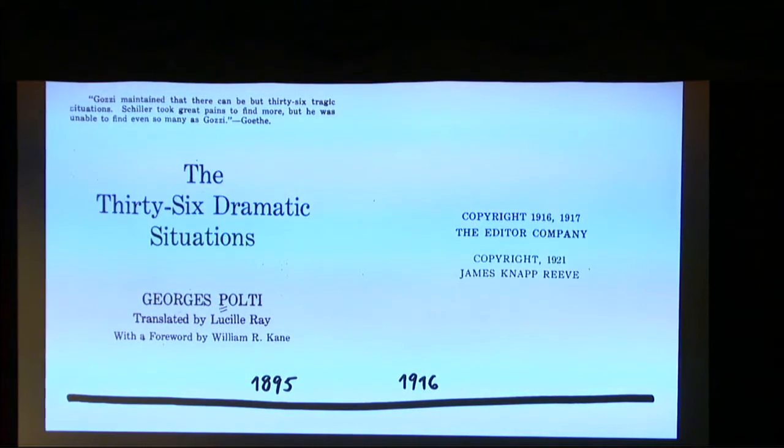So he says people will absolutely hate what I'm doing because I'm puncturing this bubble of the mystical genius author, and I'm telling you to go and write according to the numbers, write by the system. And I saw also that though the book was written in 1895, it was translated in 1916 into English, and it was sold widely in the early 20th century by, you can see already here, the Editor Company and by people like James Knapp Reeve in 1921. So this is a little bit of an archival detective trace I'm giving you.